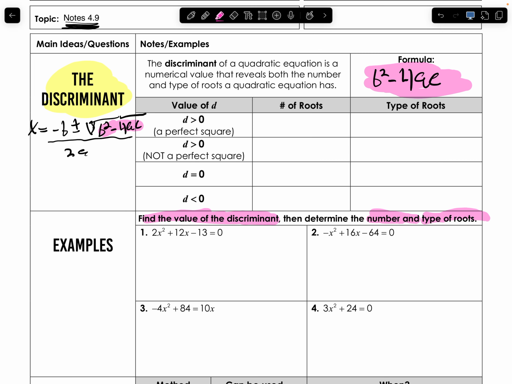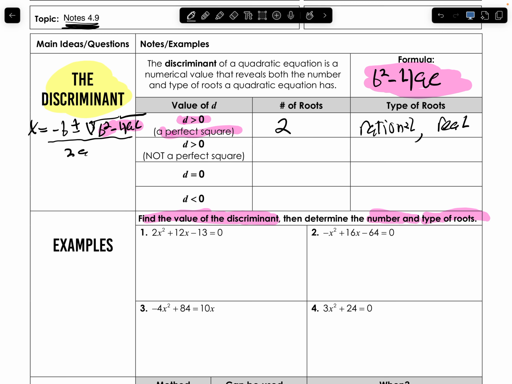But one of the cases is when D is a positive number and a perfect square. When both of those are true, we're going to have two roots, and they're going to be rational. Or if you get too confused, you can just say real numbers. But if you want to be more precise, rational would be great. Rational means fractional. Like, yeah, we can make a fraction out of it.